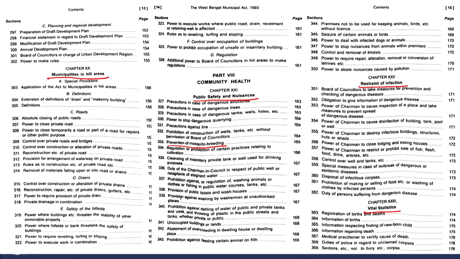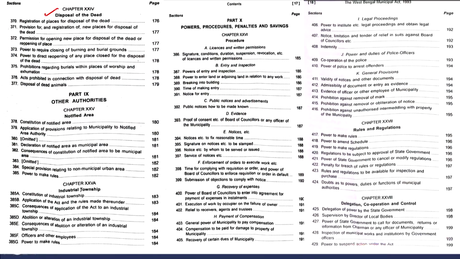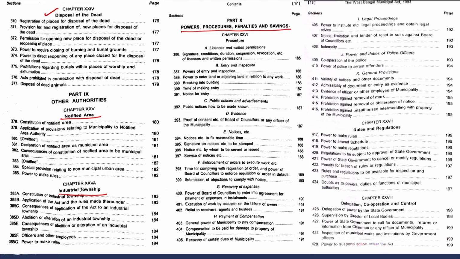Then vital statistics, that is the registration of birth and death in the municipalities, what are the steps, what are the procedures that are mentioned. Disposal of the dead: how the municipalities will facilitate the disposal of the dead in terms of burial grounds and crematoria, that is mandated. Then other authorities like notified areas and industrial townships. Within the Municipal Act there could be a provision of the notified area for the smaller urban areas and the industrial townships, and the powers, procedures, penalties and savings for the municipalities.